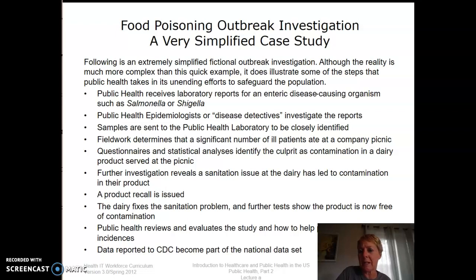Questionnaires and stats analysis identify the culprit as a contamination of a dairy product at the picnic, which led to an investigation which revealed a sanitation issue. Then they do a recall. The dairy fixes the problem, now free of contamination, public health reviews, and that data becomes part of the CDC. And you see this repeated on the media all the time.